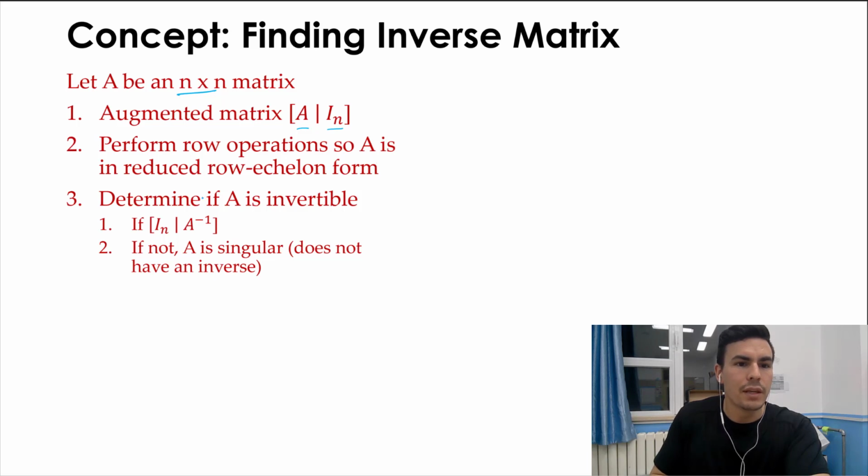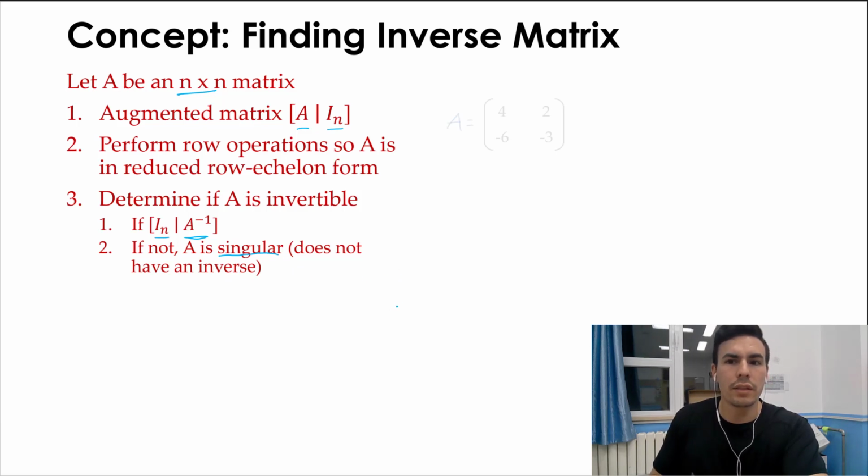So A is to be put in reduced row echelon form, which we know looks just like our identity matrix. If by the time we get done I have the identity matrix on the left-hand side, then that means that A inverse is what I have left over on the right-hand side of the augmented matrix. And if I can't reduce this to reduced row echelon form, or my identity matrix on the left-hand side, then A is said to be singular. Singular means it does not have an inverse.